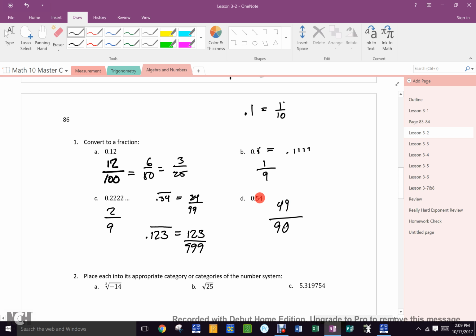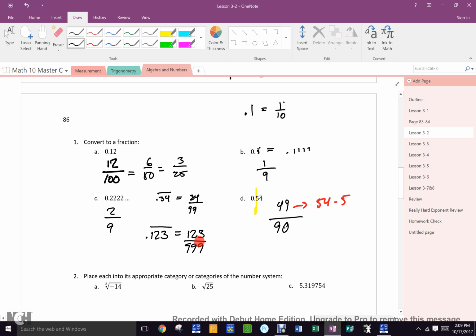Now, please look. I got 54. And I got 49. And what do I got right there? Is there a relationship between 54, 5, and 49? What is it? Subtraction. Isn't this 54 minus 5? The whole thing minus what didn't repeat?